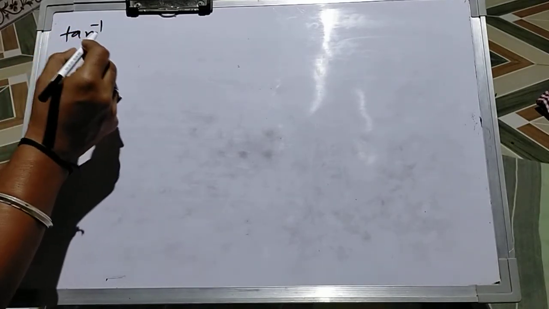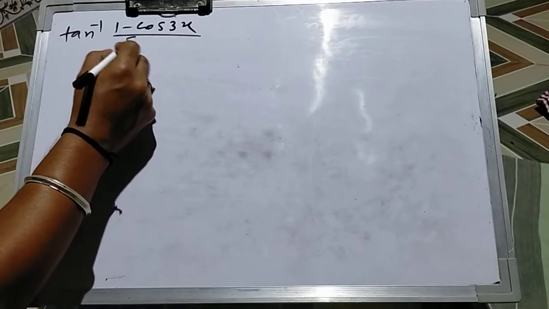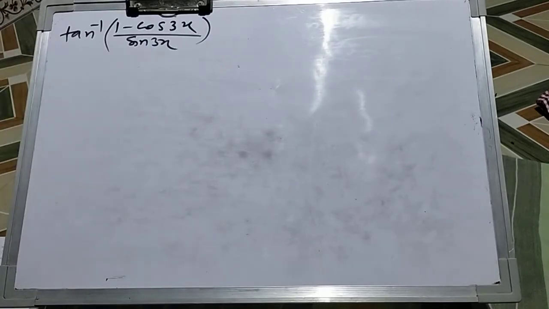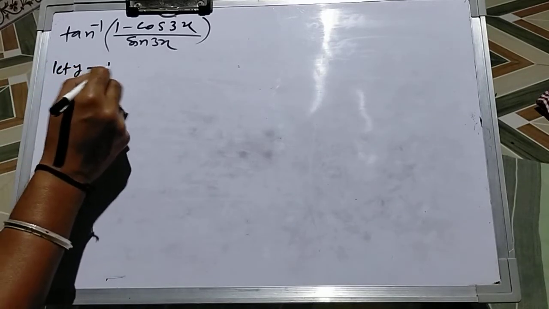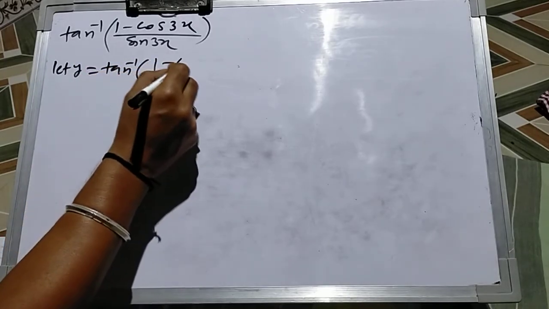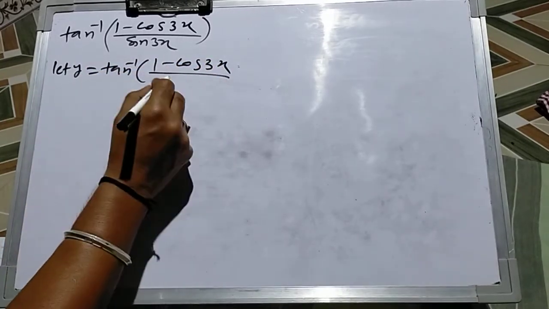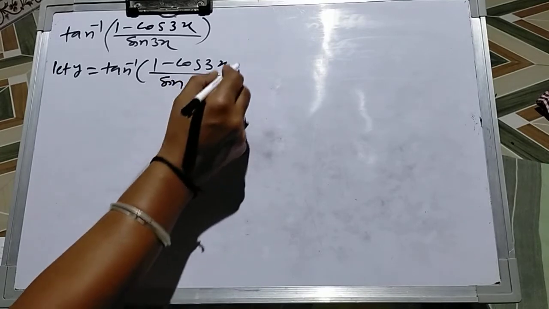Now next one, tan inverse of (1 minus cos 3x) divided by sin 3x. Here again it is tan inverse, so the bracket term must be in terms of tan theta. So we let y equals tan inverse of (1 minus cos 3x) divided by sin 3x.